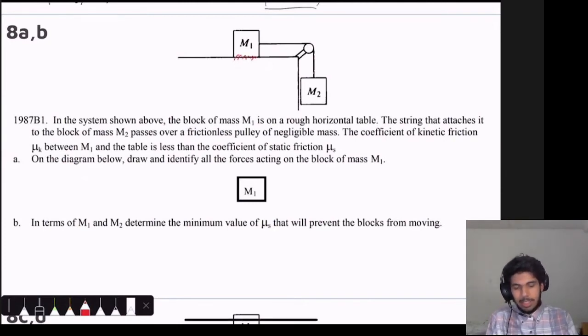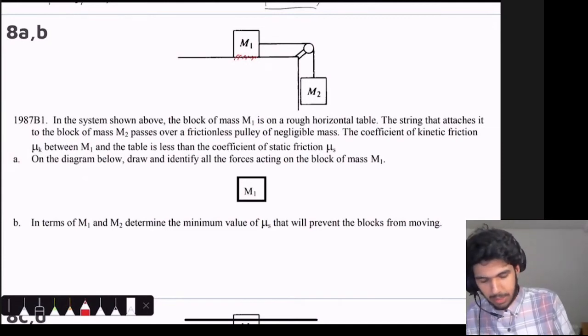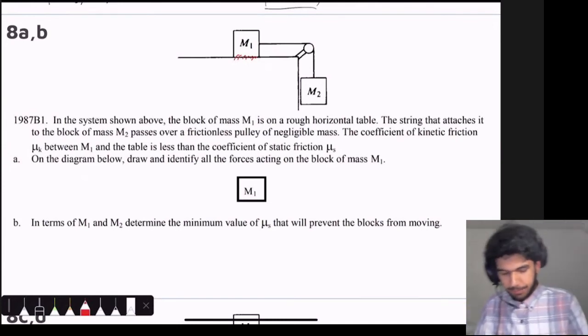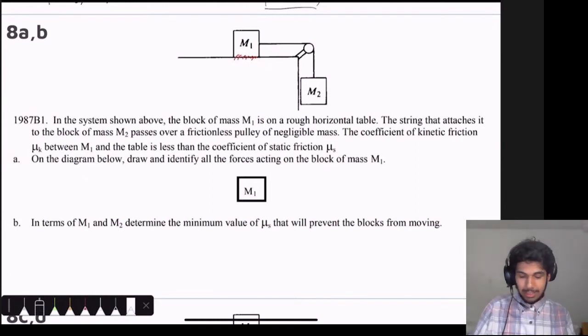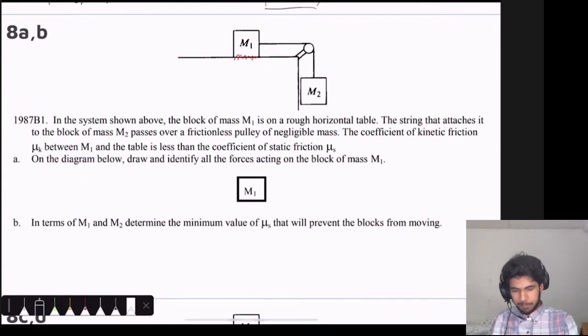The string that attaches it to the block of mass m2 passes over a frictionless pulley of negligible mass. So that means basically we just don't really have to worry about the pulley too much. The coefficient of kinetic friction, mu k, between m1 and the table is less than the coefficient of static friction, mu s. So first they want us to draw and identify all the forces acting on the block of mass m1. Alright, that should be doable.